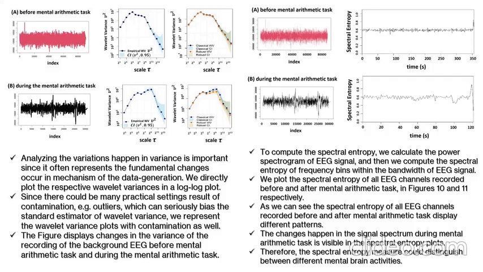Also, we are computing the spectral entropy. We calculate the power spectrogram of the EEG signal, and then we compute the spectral entropy of frequency bands within the bandwidth of the EEG signal. We plot the spectral entropy of all EEG channels recorded before and after the mental arithmetic task.